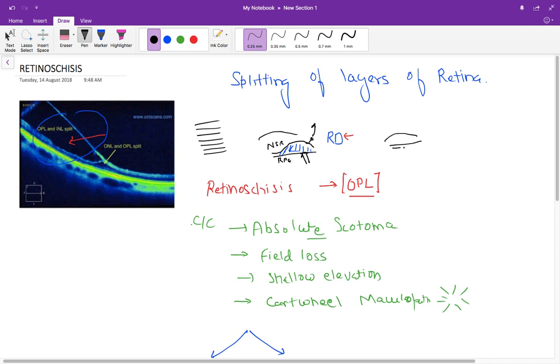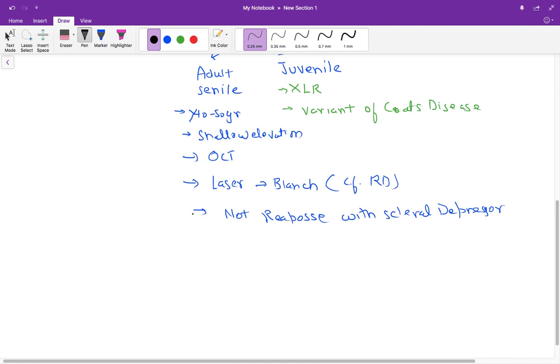and here comes the opposition between the neurosensory retina and the retinal pigment epithelium. But since there is no hole or no break in retinoschisis, there won't be any apposition with the scleral depressor. So these are the two points that can basically determine whether it is a retinal detachment or a retinoschisis.